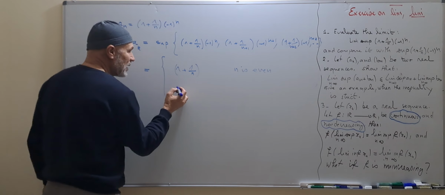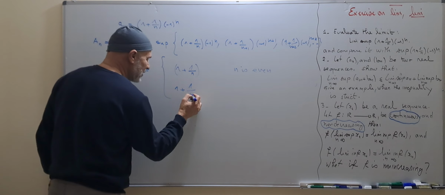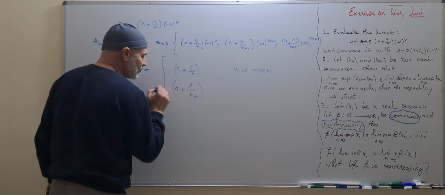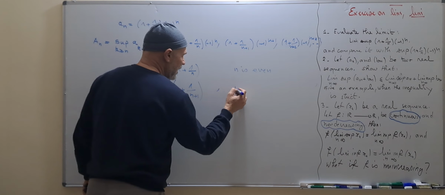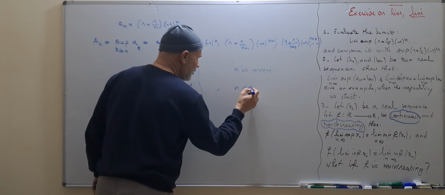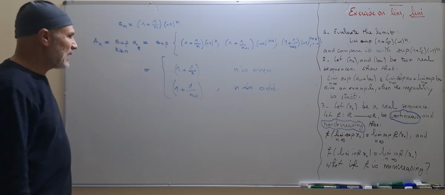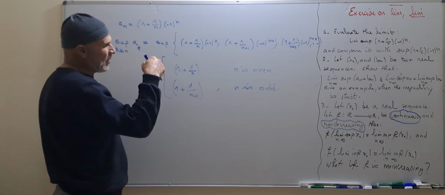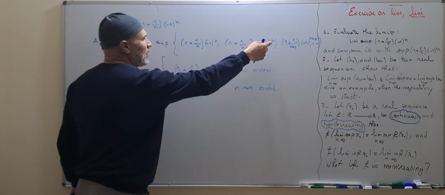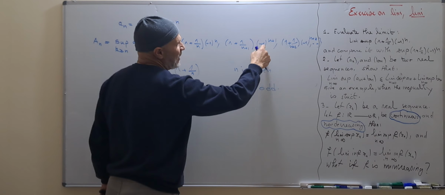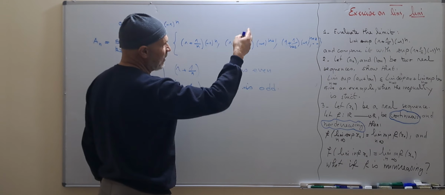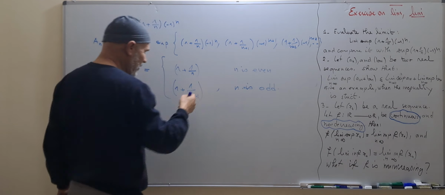a_n is equal to 1 plus 1 divided by n plus 1 if n is odd. If n is odd, n plus 1 is even, then the power of minus 1 is even, then this is positive.